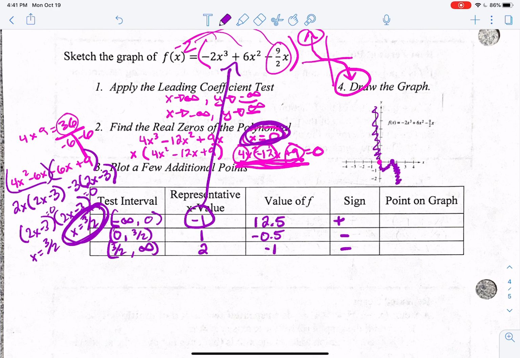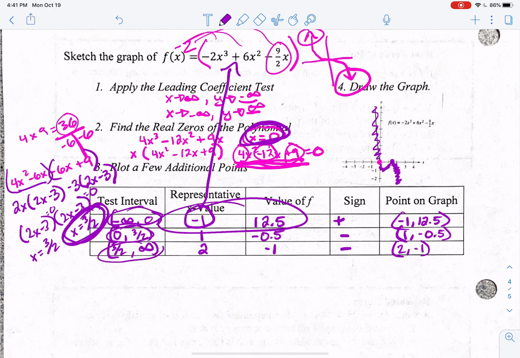So some additional points that I have on this graph are the point -1, 12.5. I'm just putting these two columns together. I have the point 1, -0.5, and I have the point 2, -1. And that's going to give me some additional points on my graph, okay? I just picked 3 points that were in the intervals that I was looking at.